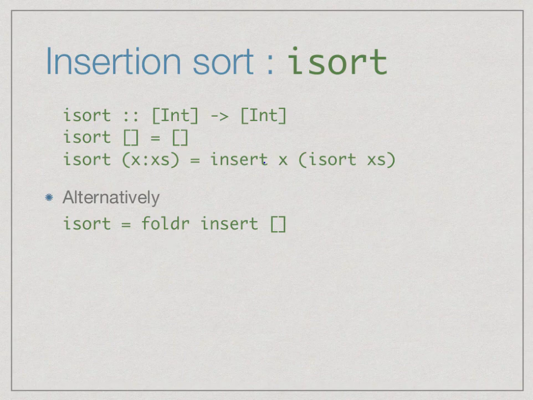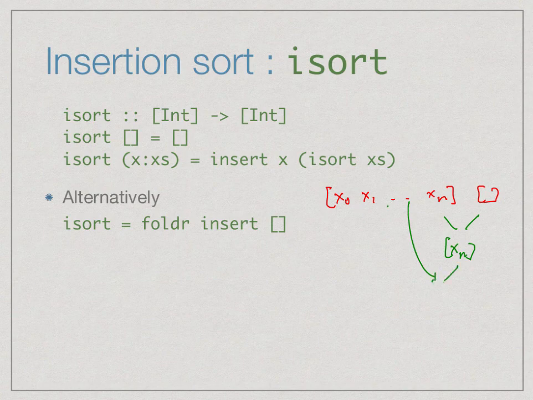An alternative way to write the same thing is to say that we fold the insert function from right to left. If we start with a list x0, x1 to xn minus 1, then we start with the empty list and then we insert xn into this and we get xn. And now we take xn minus 1 and insert it into this, then take xn minus 2 and insert it into this, and so on. So we're just folding this insert function from right to left. A concise definition of this recursive function is to use our function foldr and say that isort is foldr of insert.